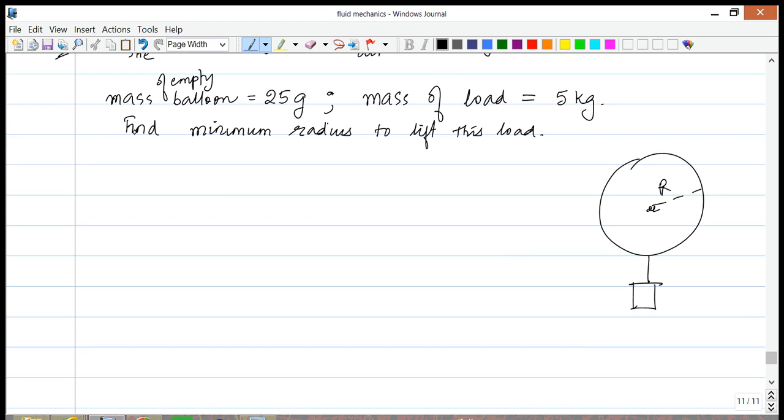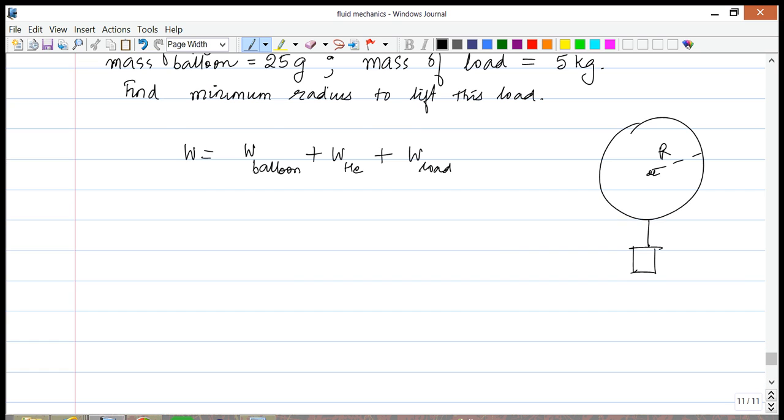First, let's again find the total weight, the weight of everything pulling it down. It'll be the weight of the balloon plus the weight of the helium plus the weight of the load. So there are three things that we are going to need here. Now the balloon weight we know, the load weight we know, the helium weight we do not know because we don't really know its volume. So we'll just leave it in terms of the volume, and then we can use that to figure out the rest of the stuff.